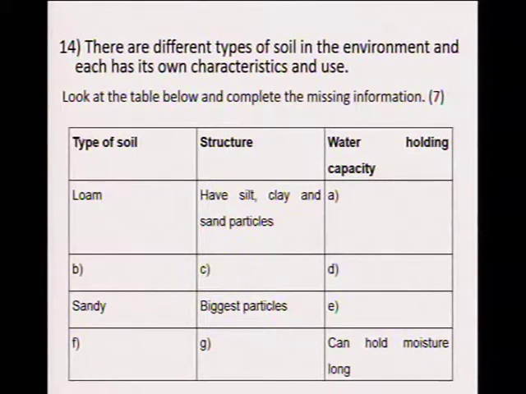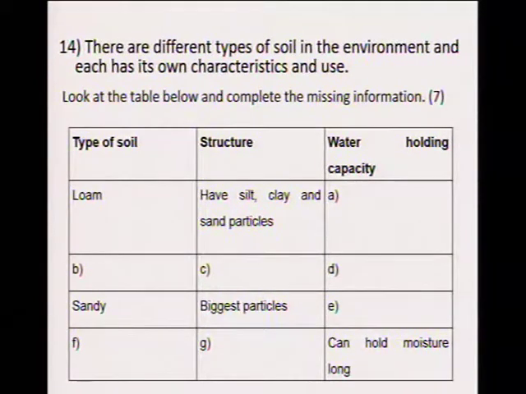And then the type of soil, you have B is blank, so you fill that type of soil there. And then the structure is blank, as marked C, so you have to fill that information there. What is the structure of that type of soil that you put in B? And then you write the water holding capacity. So what is the water holding capacity of that type of soil?